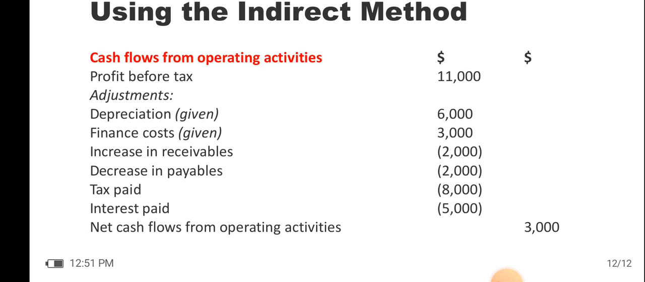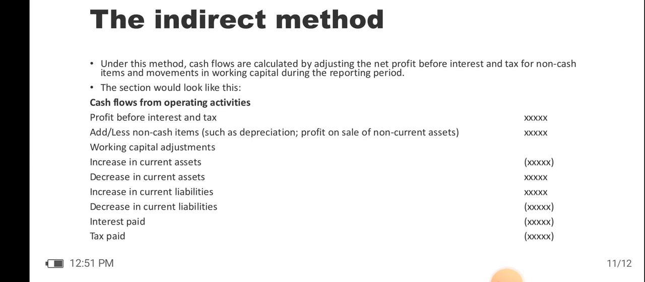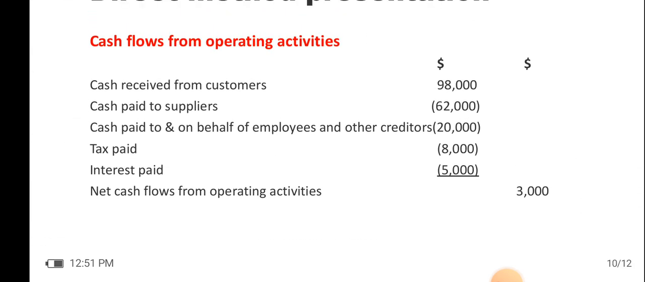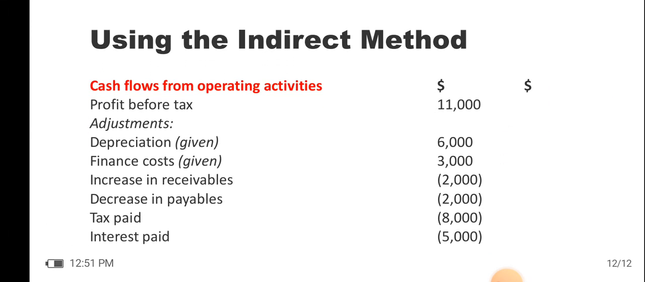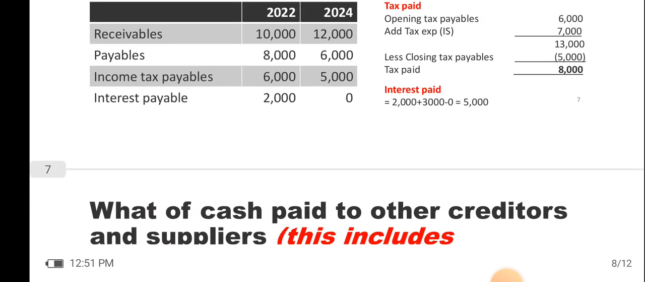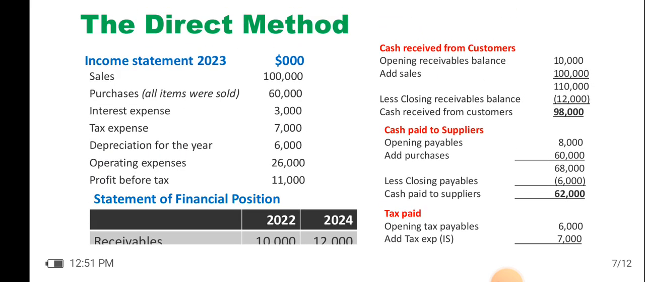As you can see, these are the figures. Remember, like I said, they produce the same answer, 3,000, as the net cash flows from operating activities. This is the same figure which we found here, 3,000. Okay, how did we arrive there? All right, now this one, because the information given was not profit before interest and tax, but we are given profit before tax, then it means that you also need to adjust for the interest expense. Okay, the interest expense is to be adjusted for.